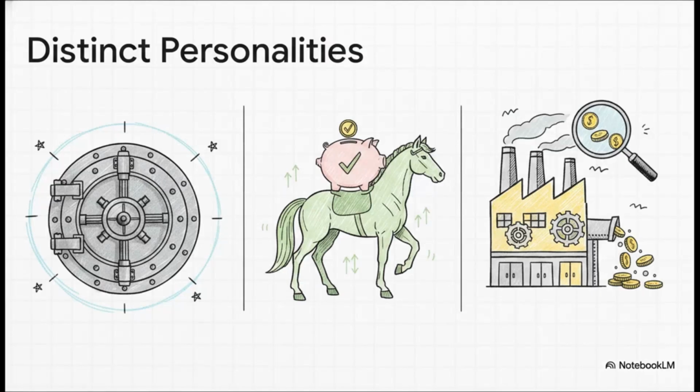You see, each of these bond types kind of has its own distinct personality. Treasuries are your ultimate safe haven. Highly liquid, sure, but fully taxable at the federal level. Corporates, those are your income engines, but they're fully taxable at all levels, and you really have to keep a close eye on the financial health of the underlying company.